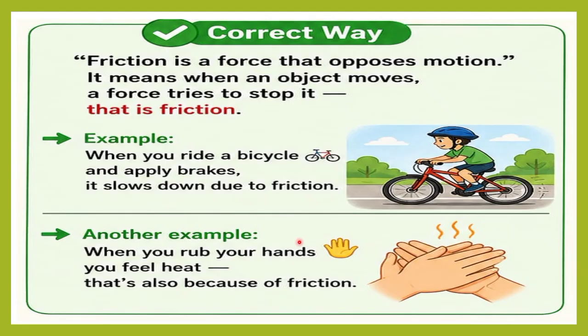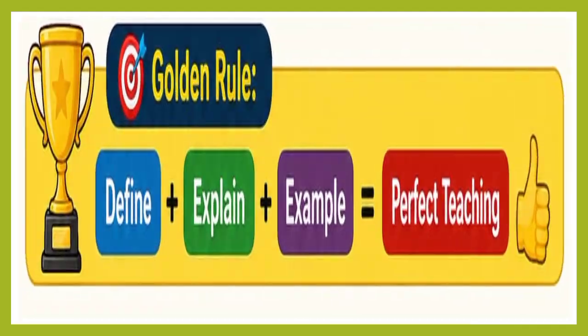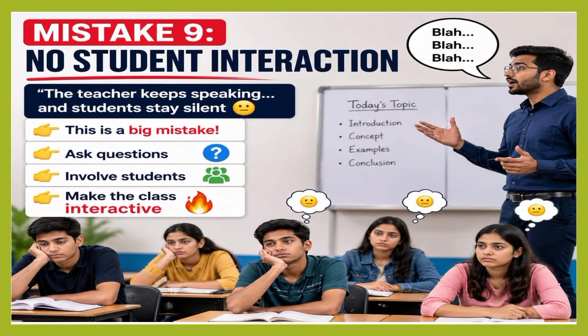Children are given real life examples and they are asked to do this friction activity, rubbing the hands, to understand what friction is all about. So when they do it on their own, they understand the concept better. Learning becomes stronger. So the golden rule of teaching is define, explain, give example. That is perfect teaching. Mistake number 9, no student interaction.